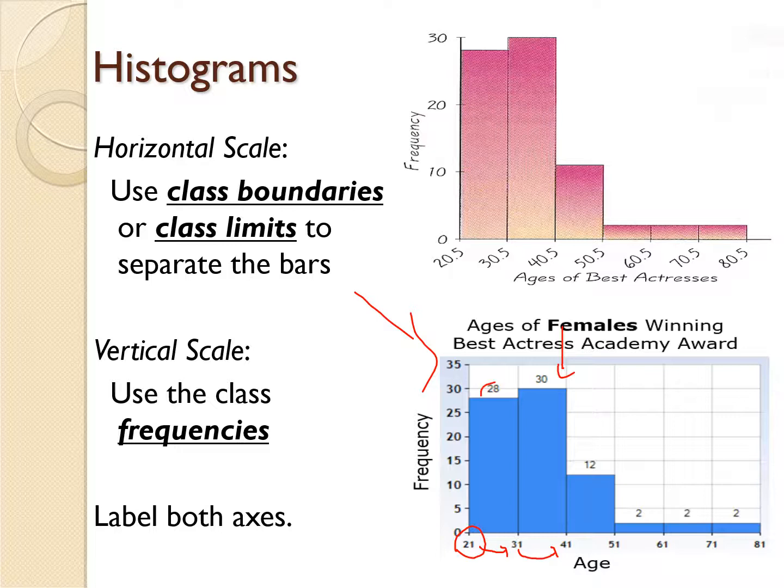Okay, we can see these numbers up here. These numbers aren't always here. You can see on the top graph they're not, but that shows the frequency of each graph. So the vertical scale shows the frequencies, the horizontal scale usually shows class limits, but sometimes shows class boundaries like it does in this graph above.